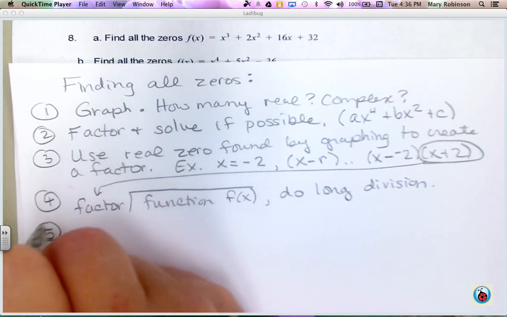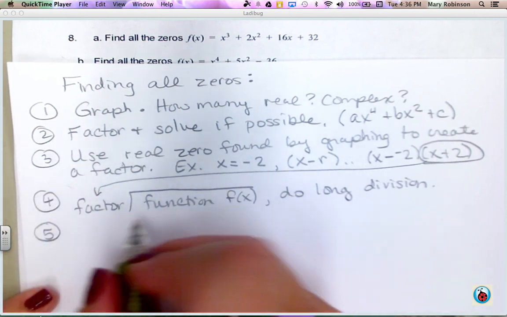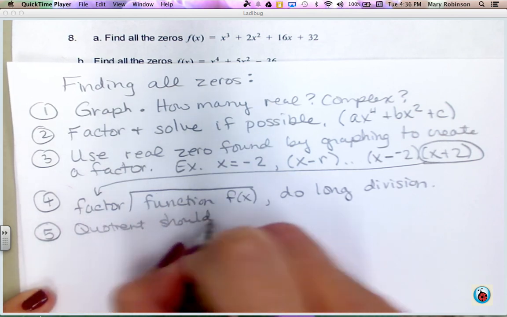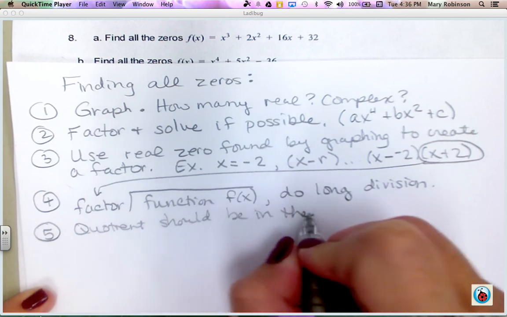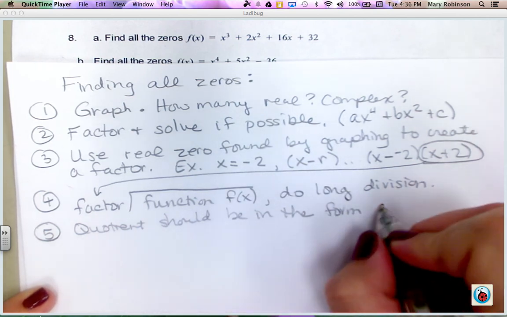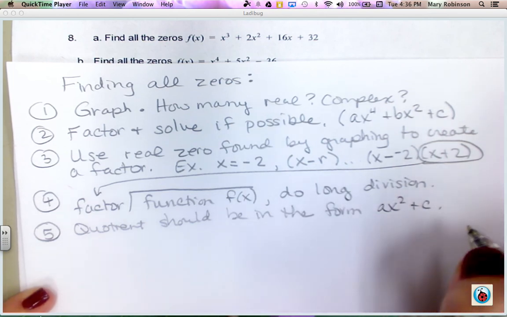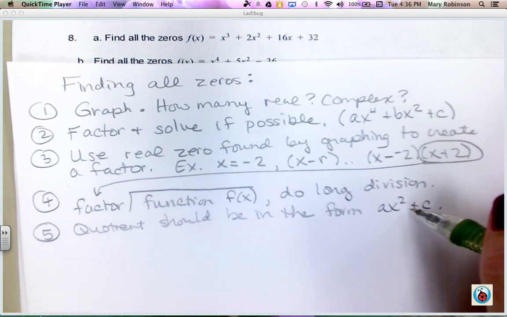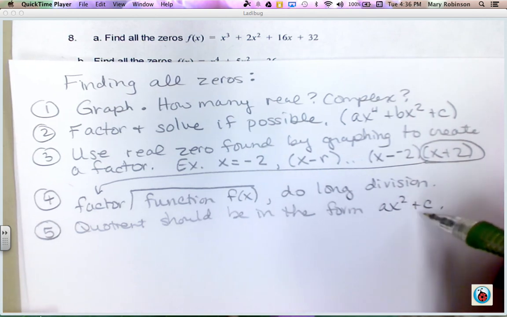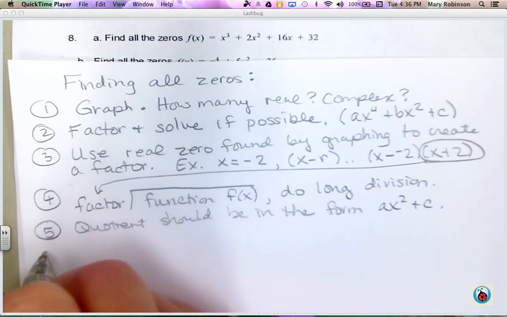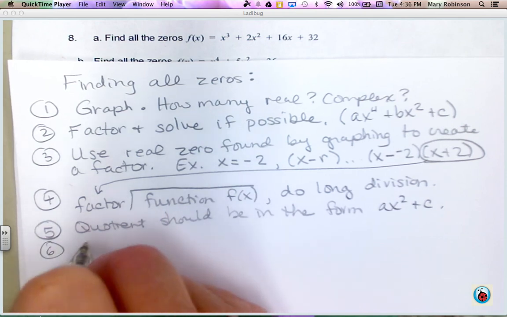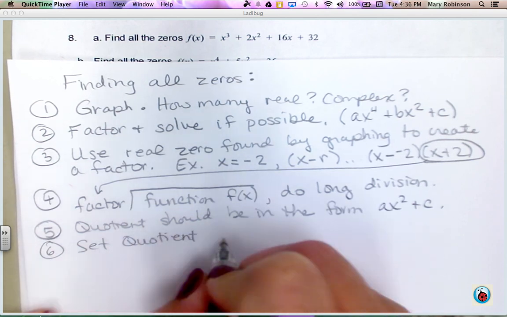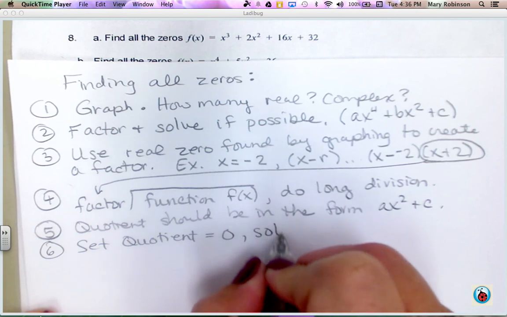And lastly, what you'll find is that when you get done, your quotient should be in the form ax squared plus c, which means you'll have a quadratic function, but your linear term will be missing. So you'll see in a second what that means and what it'll look like. It's not really a step, but it's something you should pay attention to. So the very last step is to set that quotient that you get when you do your long division equal to 0 and solve it.